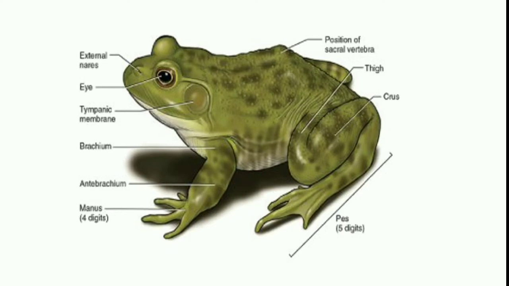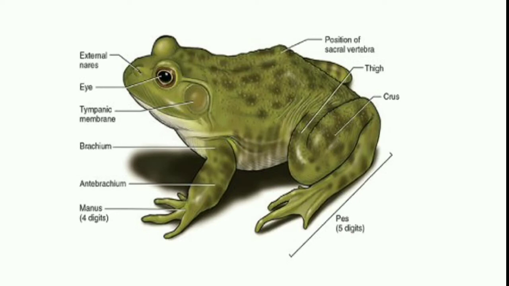You can see each hind limb contains three parts: upper thigh or femur, middle shank or crus, and a distal foot or pes. Just see, the foot contains five toes, and in between the toes there are strong webs. These webs enable the frog to swim very easily inside water. Okay, so let me tell you, the first pair of limbs are forelimbs and the second pair of limbs are hind limbs.